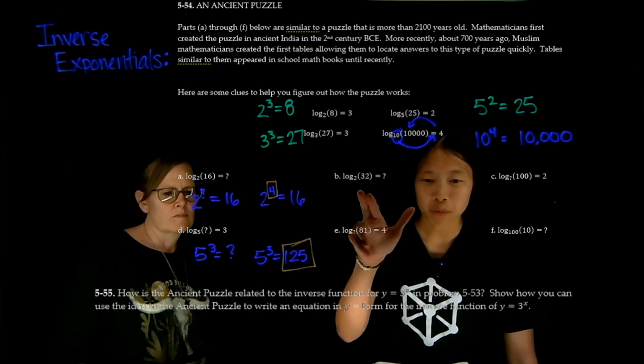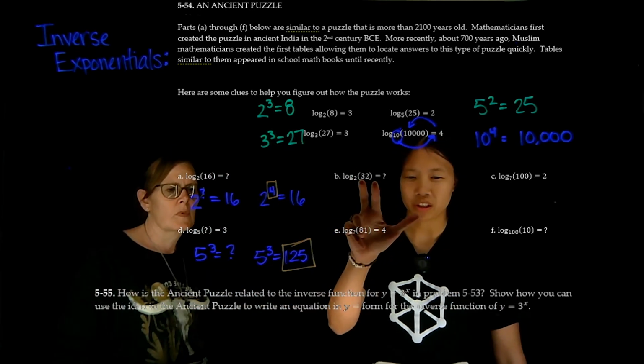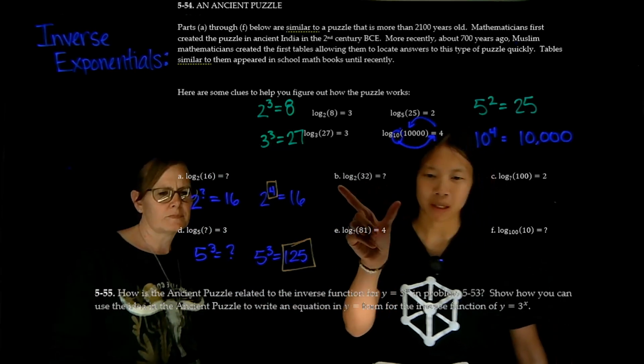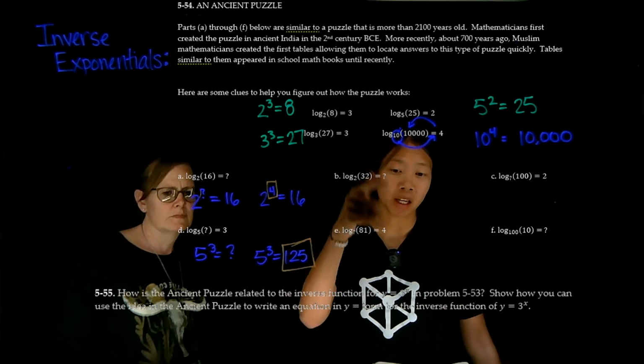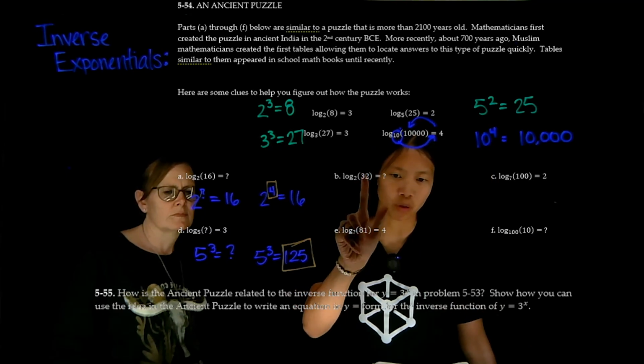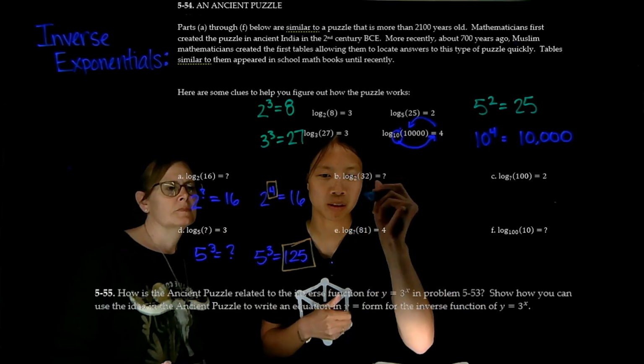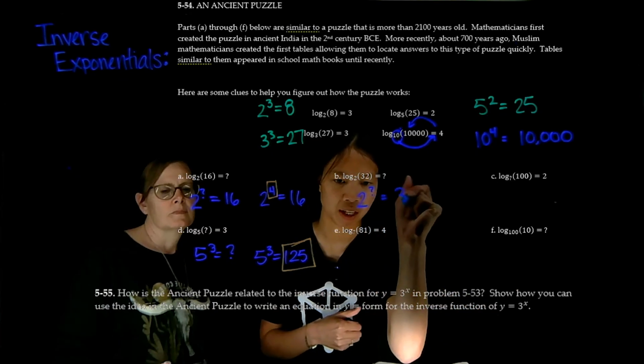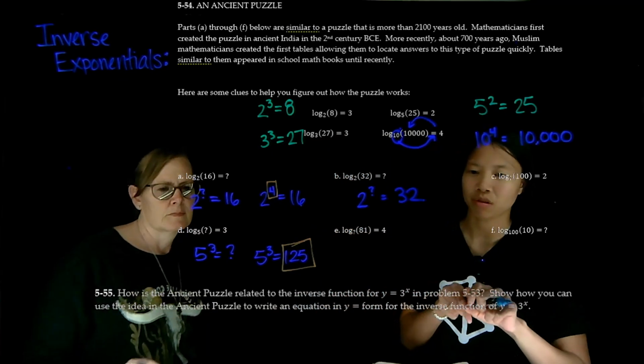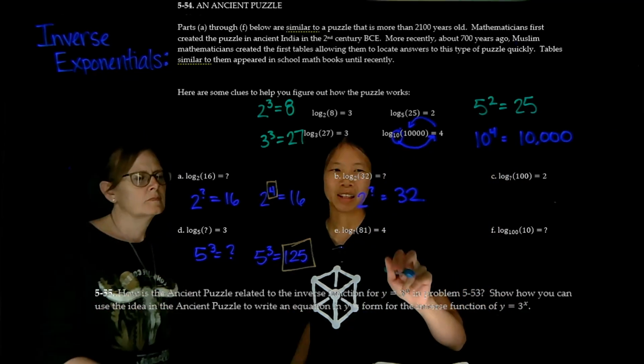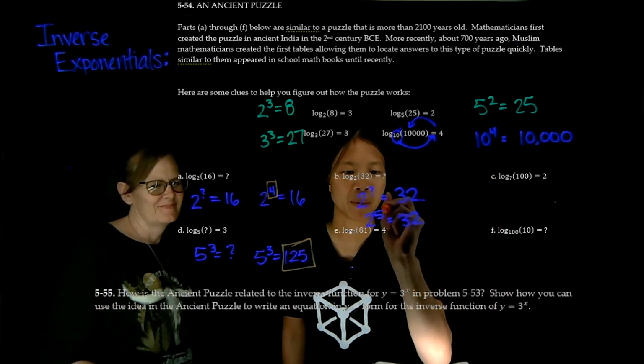All right, looking at part B here, we have log base 2 of 32. What does that equal? Well, I know that my log equals whatever exponent I need to raise that base to in order to get that inside number. So 2 to some power is equal to my inside of my log, which is 32. So 2 raised to what power is 32? I know that would have to be to the 5th power. So I know my answer would have to be 5.